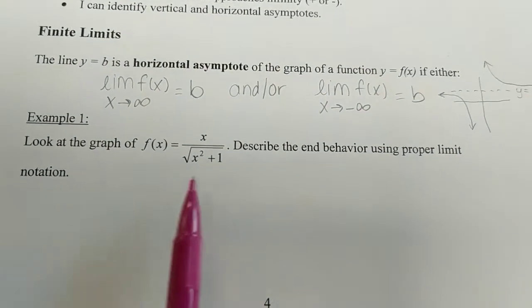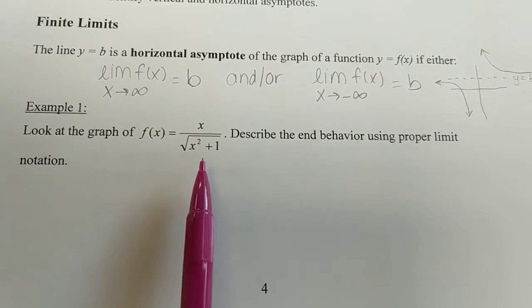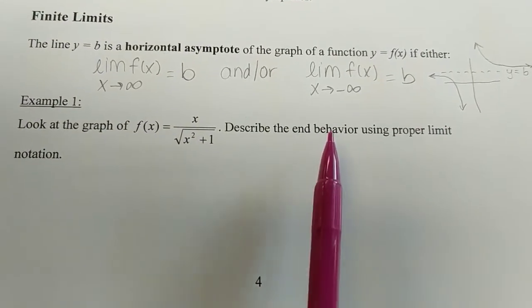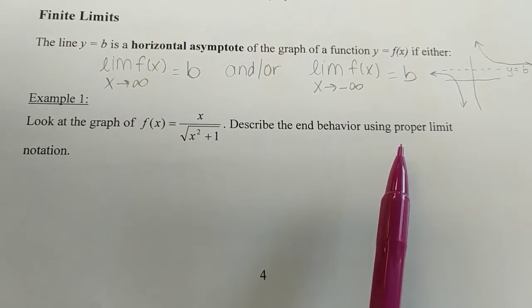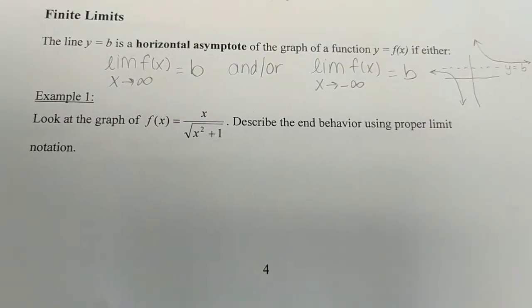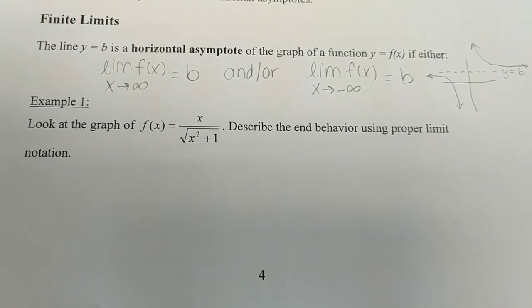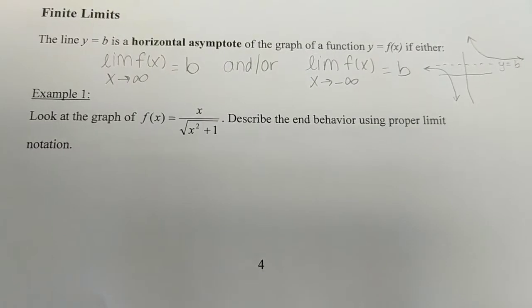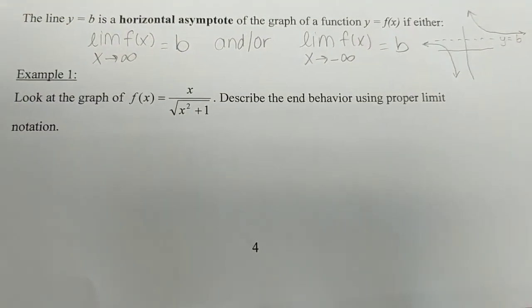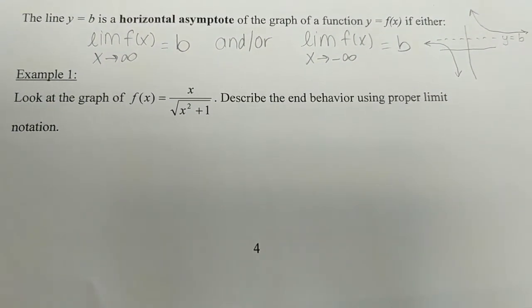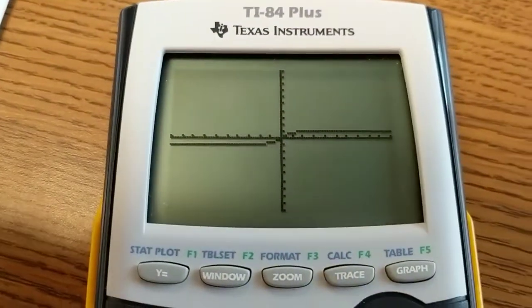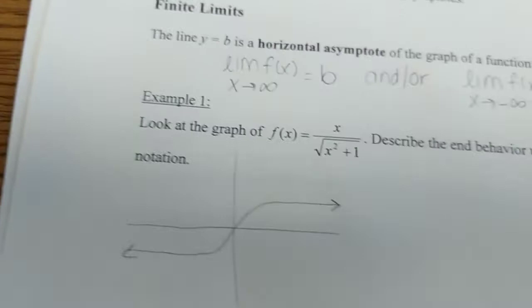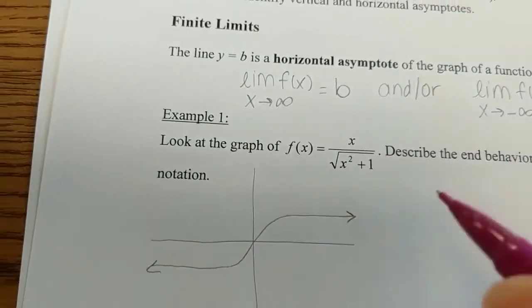So we're going to look at the graph of x over the square root of x squared plus 1, and we're going to describe the end behavior using proper limit notation. So go ahead and do that a moment and tell me what is the end behavior as x gets infinitely large and as x gets infinitely small. So I sketched a picture. Here's what it looked like on my calculator, but I can see that it doesn't go too far.